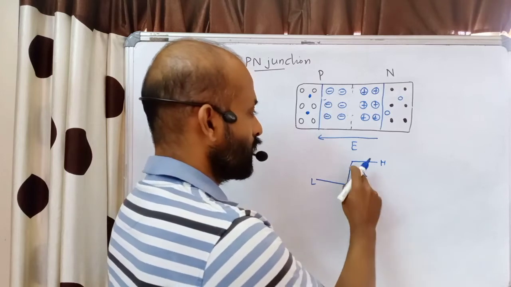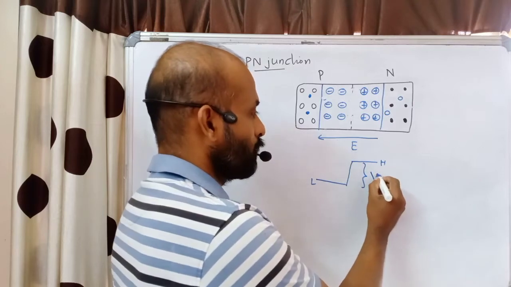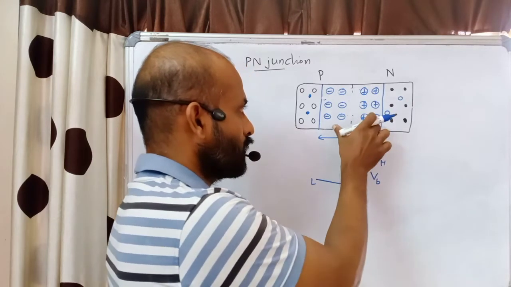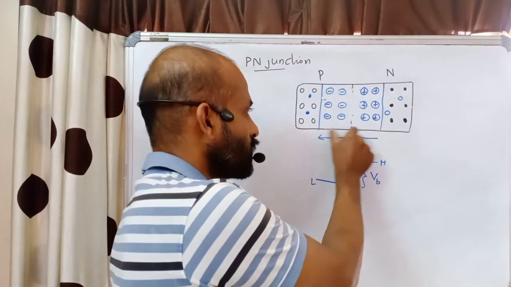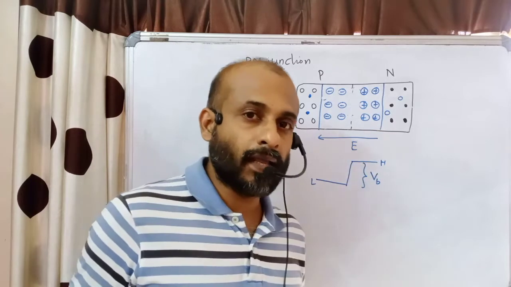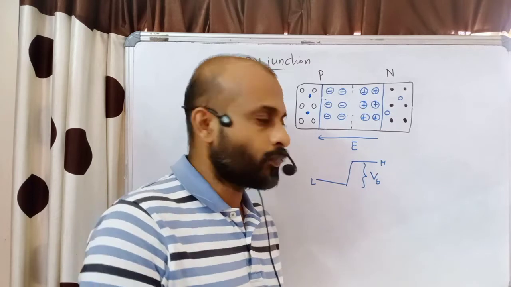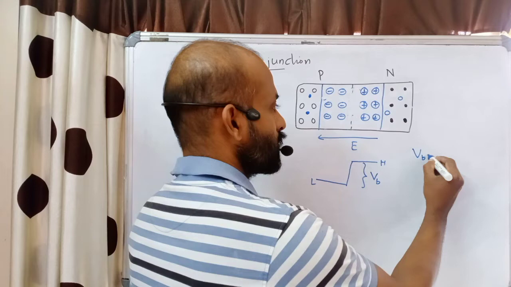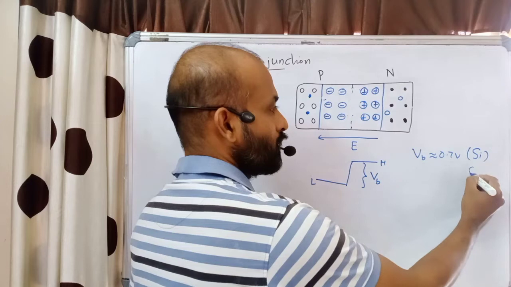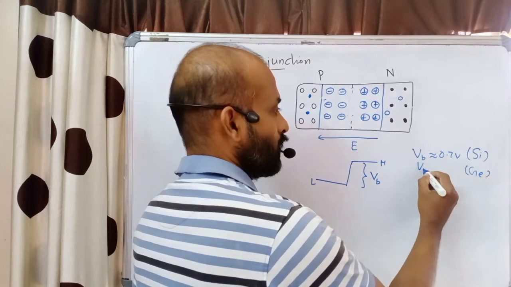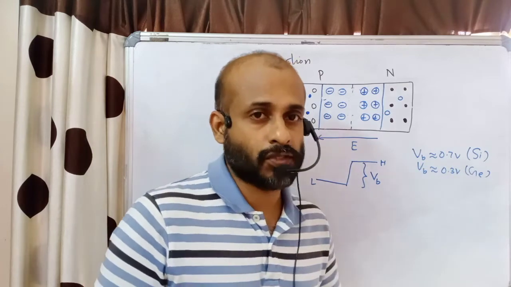So this is called an energy gap, or we can say there's a potential gradient, or we can say this potential is called a barrier potential. This region acts as a barrier, and the potential difference between the negative region and positive region is called the barrier potential. For a silicon semiconductor, the barrier potential VB is about 0.7 volt. For germanium, VB is around 0.3 volt or 0.2 volt. This is called the barrier potential.